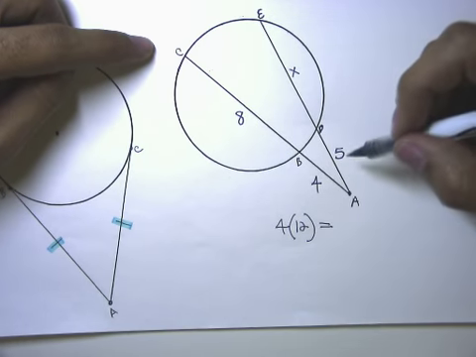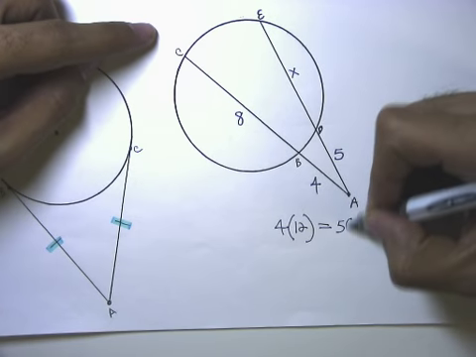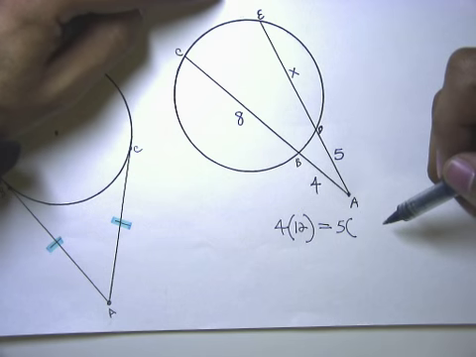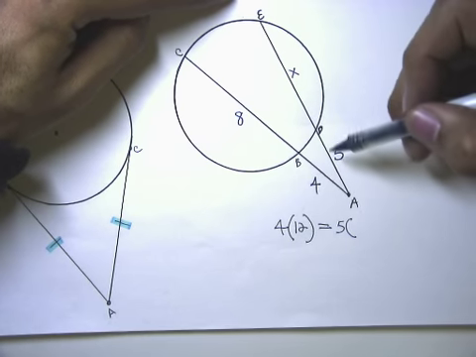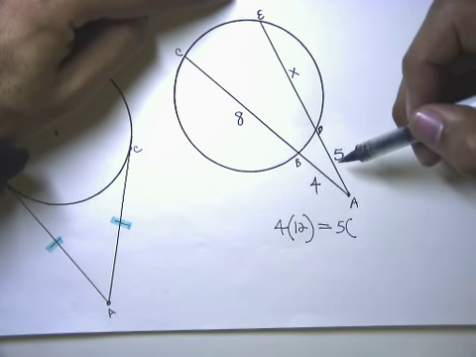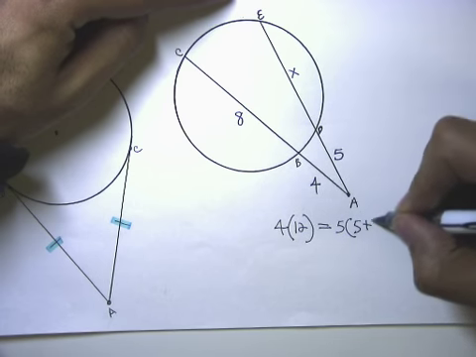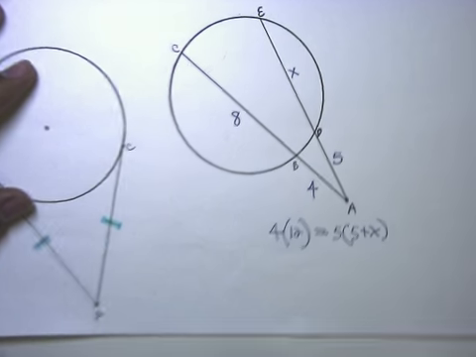So the outer portion, 4 times 12, you can set that equal to the outer portion of the other segment, which is 5, times the entire thing. And here's where that basic info that we talked about earlier comes in play. What's the length of this entire segment here? Is it 5x? No, it's 5 plus x.